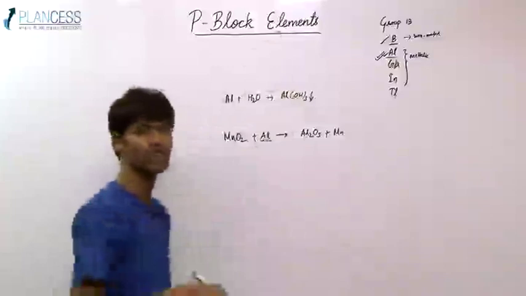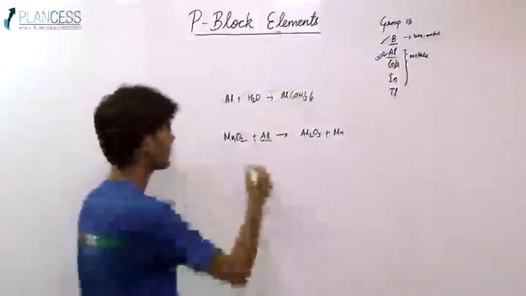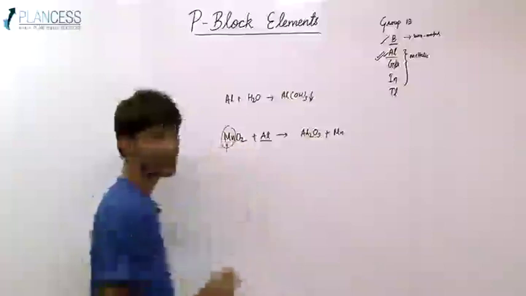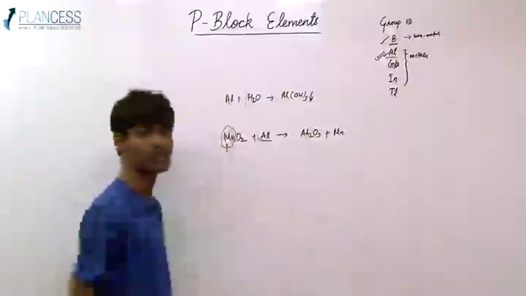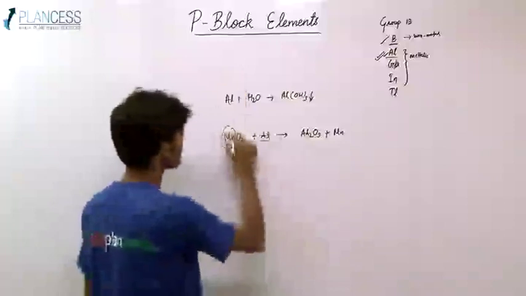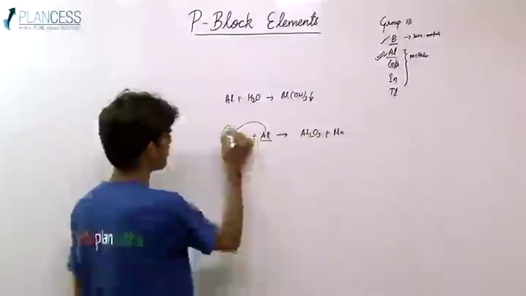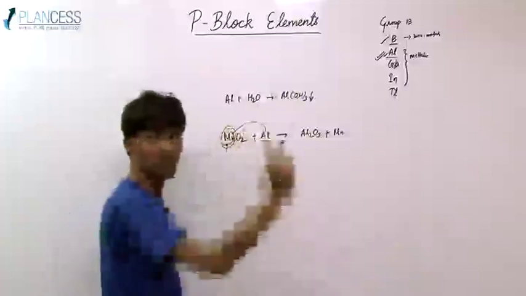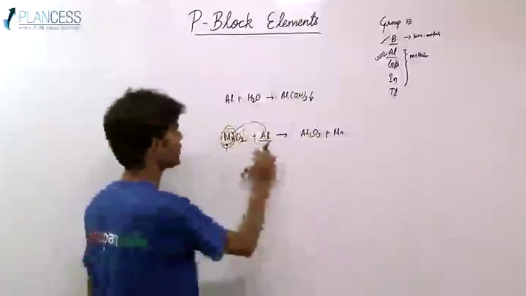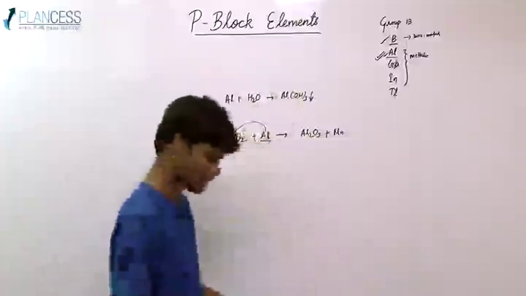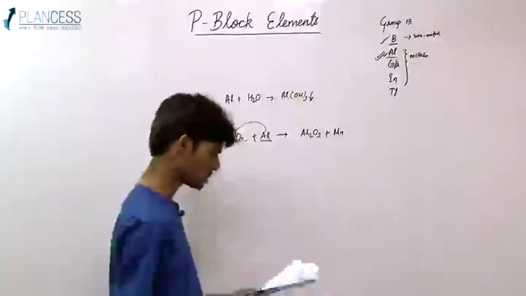You will learn about it in extractive metallurgy. If the element here is less reactive as far as the reactivity series is concerned, then aluminium will replace the element from the oxide and form its own oxide. However, if the metal used here is higher in the reactivity series, then aluminium will not be able to replace this metal from its oxide. So this was about the oxidations.